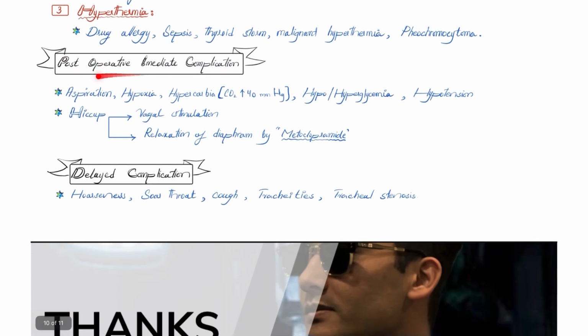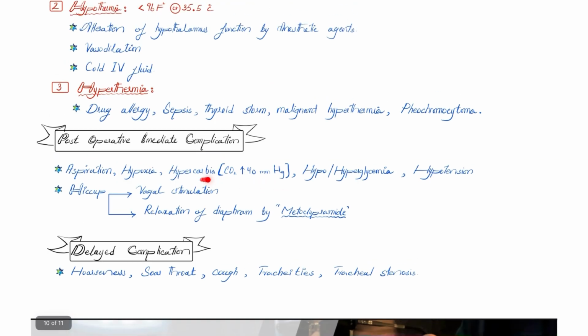Now, there are some immediate post-operative complications like aspiration, hypoxia, hypercarbia, meaning partial pressure of carbon dioxide in the blood is more than 40 millimeter of mercury, hypo or hyperglycemia, hypotension, and some patients may experience hiccup. That is because of vagal stimulation. So, for relaxation of the diaphragm, we give metoclopramide. And there are some delayed complications caused by iatrogenic injury when the endotracheal tube is passed, like hoarseness, sore throat, cough, tracheitis, tracheal stenosis.